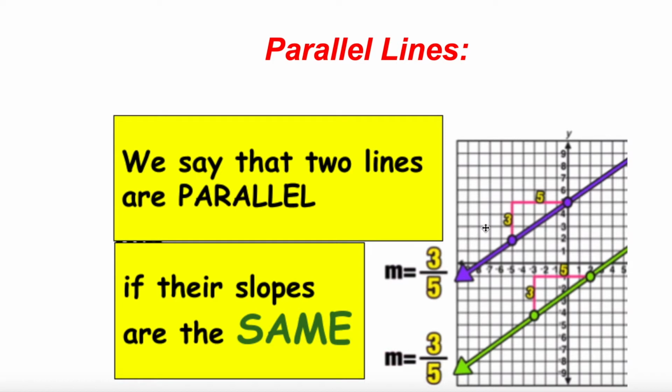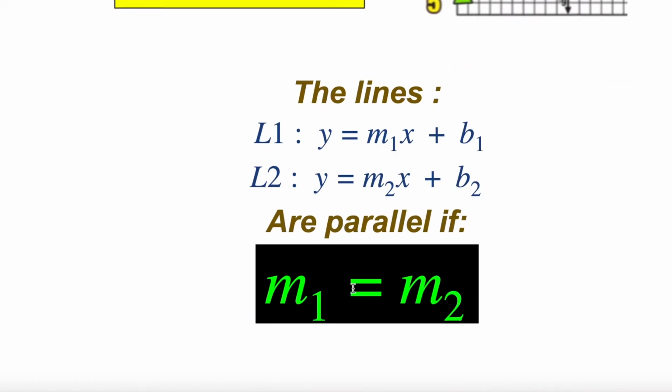For example, here the slope of the first line is rise over run. So I moved from the left to the right. I moved 1, 2, 3, so positive 3 over 1, 2, 3, 4, 5, so 3 over 5. The same scenario is with the second one: 3 over 5. So both slopes are 3 over 5. So we say the lines L1, y equals m1x plus b1, and L2, y equals m2x plus b2, are parallel if the slopes are equal. That is the only condition.